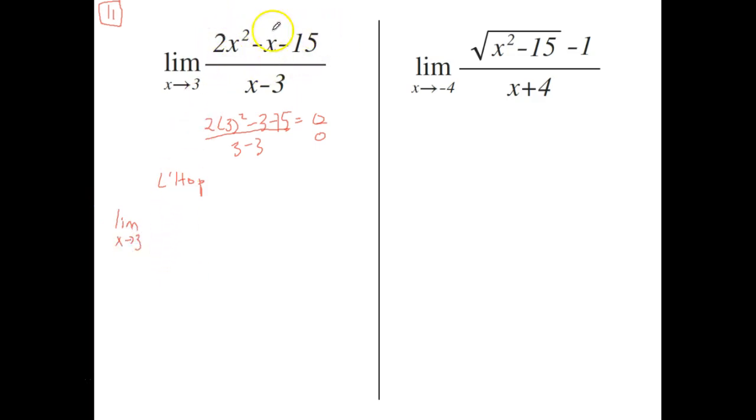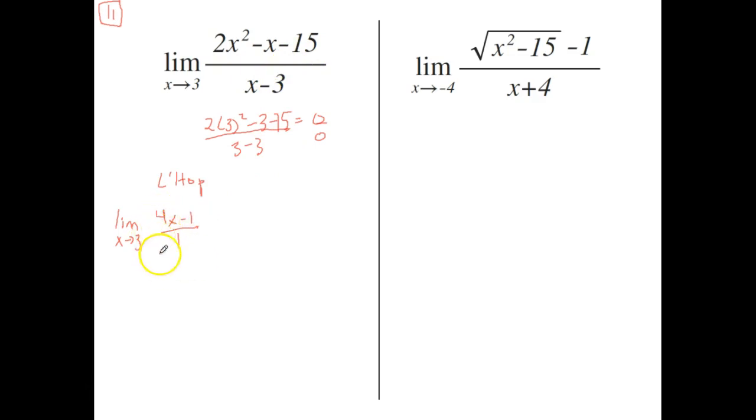Now I'm going to take the derivative of the top. Notice I'm not doing quotient rule or any of that. I'm just taking the derivative of the top. That's going to be 4x minus 1. That's the derivative of the top. Take the derivative of the bottom, which is just going to be 1.